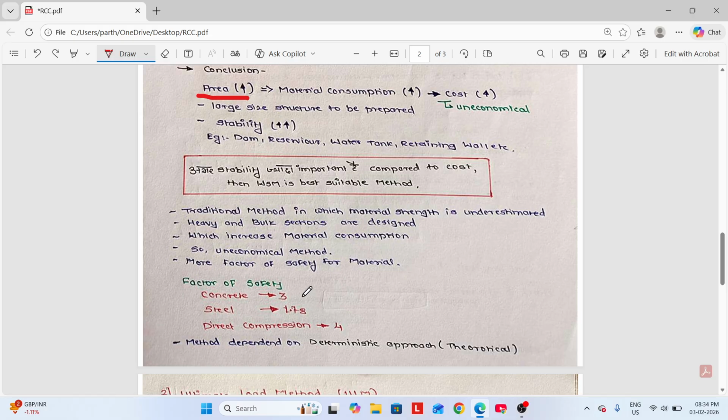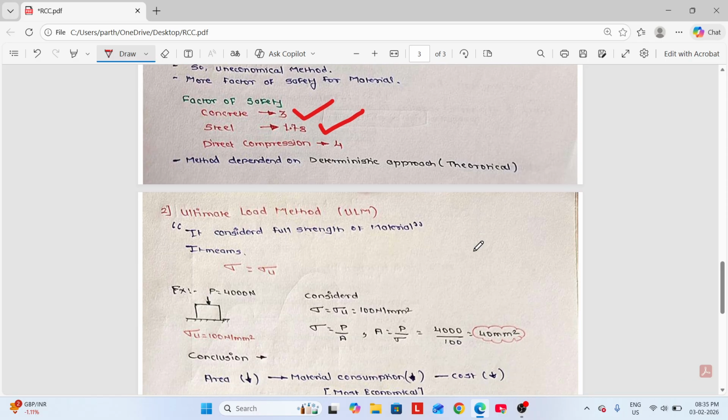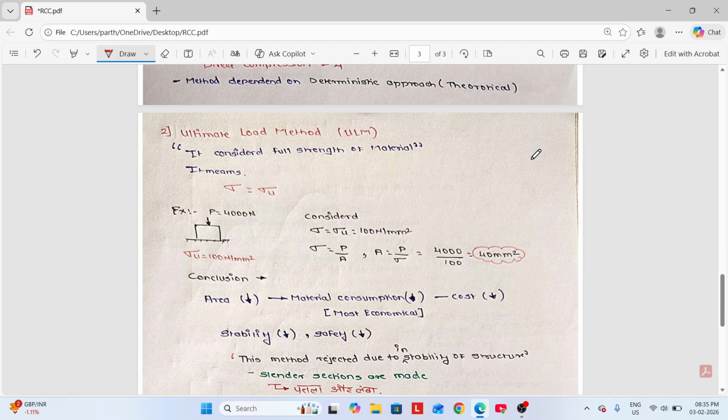The factor of safety used for concrete is 3 and for steel is 1.78. For direct compression we can use 4. The method is dependent on a deterministic approach, or we can say it is based on the theoretical approach. Then the second method is the ultimate load method. We can say that it is the ULM method.